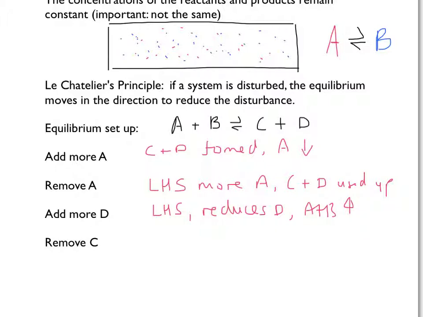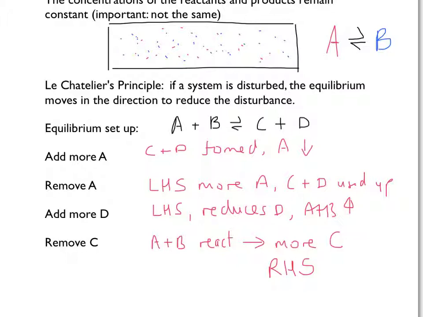And then finally, if we remove C, then equilibrium will try to increase C again, so A plus B will react. They will make more C, and so the equilibrium will shift to the right hand side.